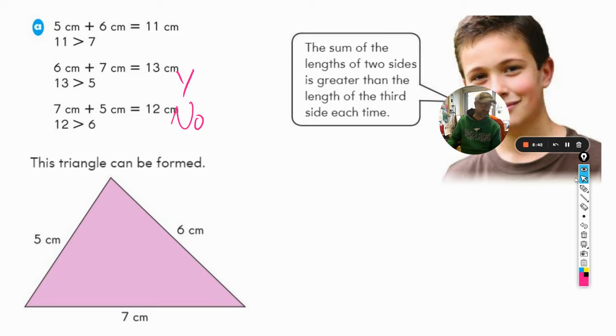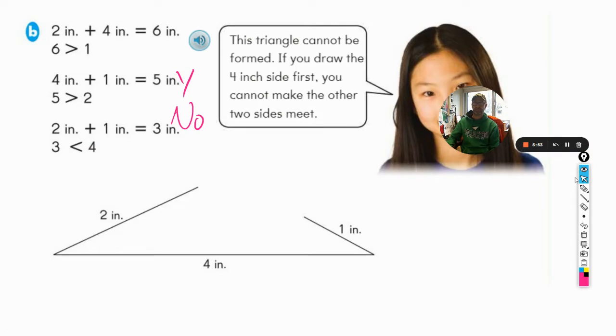Oh, yeah. Okay, so this is just showing everything I did. Here's the 5, 6, 7 triangle. Okay? That's what we just talked about. The 5, 6, 7 can form a triangle. Let's see what we have on the next page. Oh, here's 4, 2, 1.